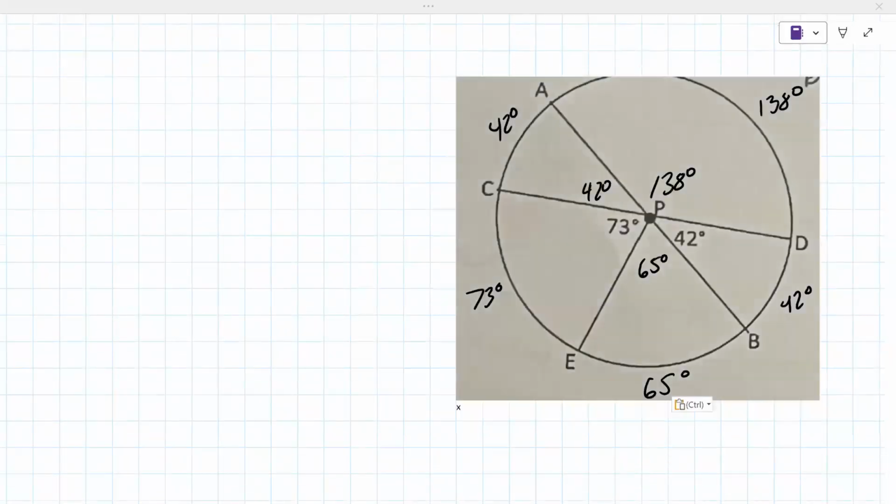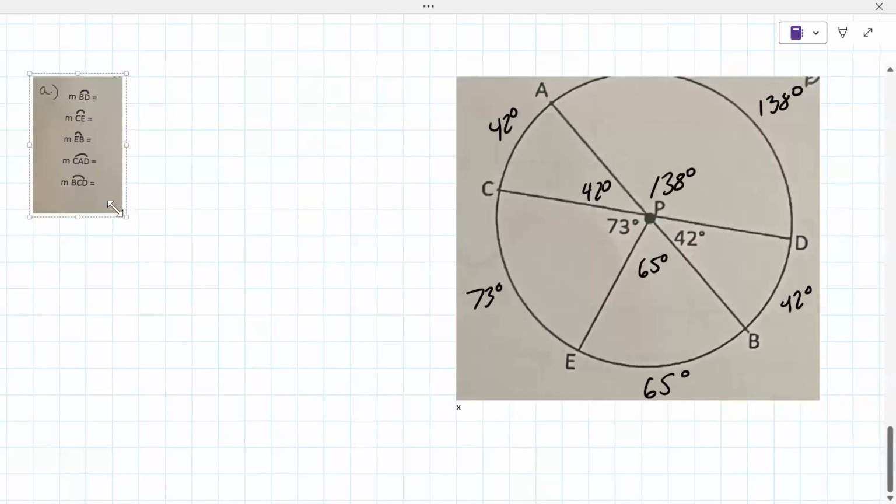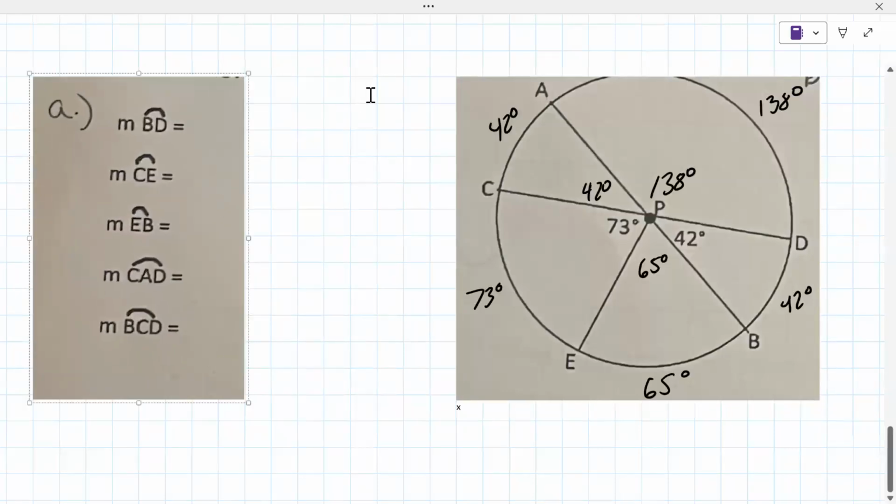So what I'm going to do is copy this down here. With the time we've got left, we're going to look at the ones that they want you to find and see if you can find any of these. You may already have them. Just tell me whatever you see. B to D, 42 for B to D. And then C to E, 73. E to B, 65 for E to B.